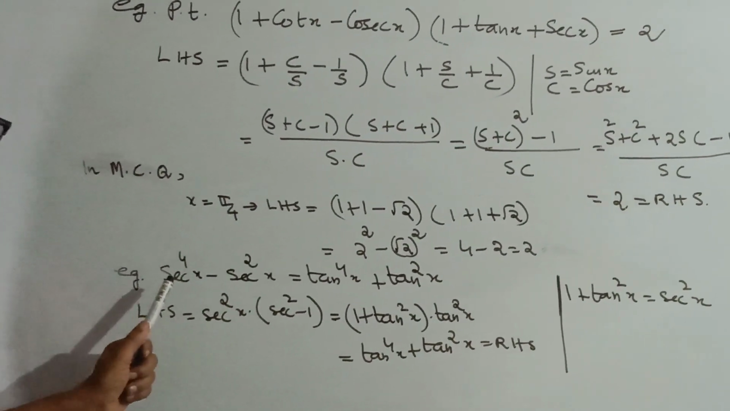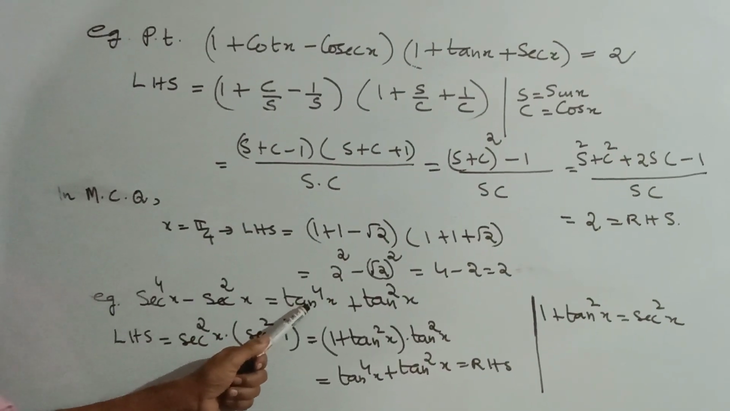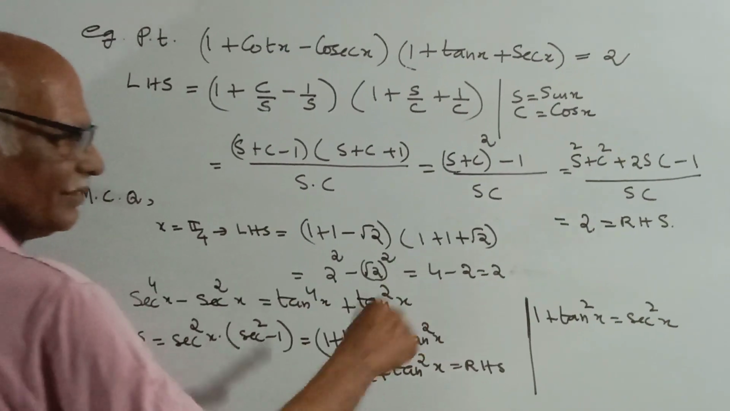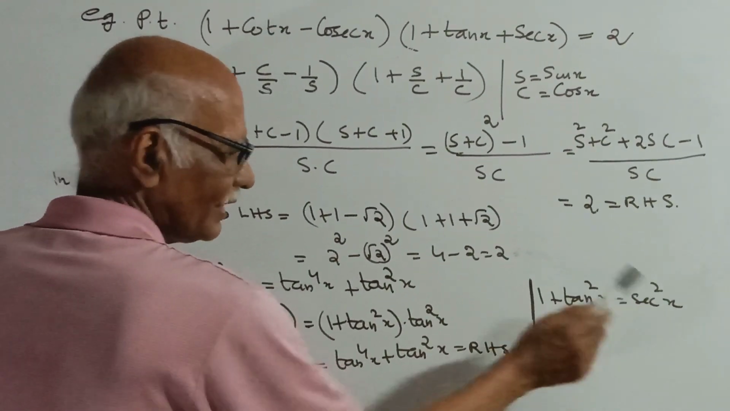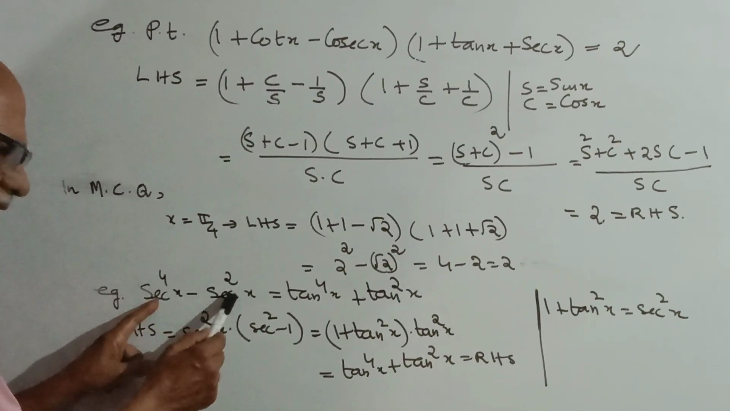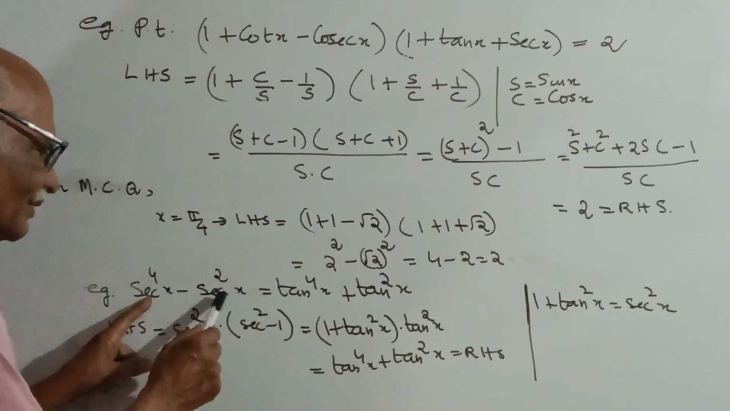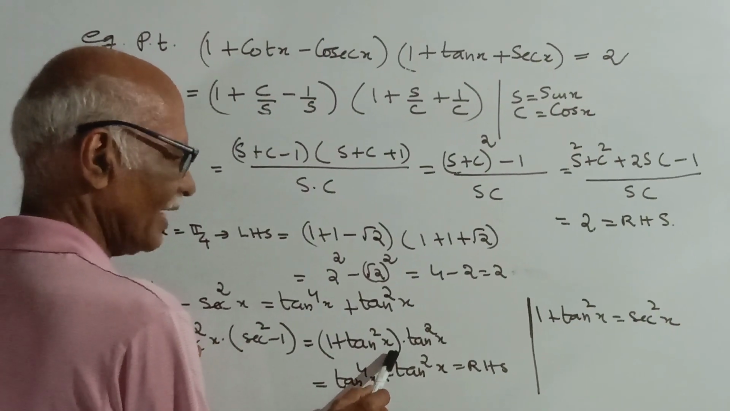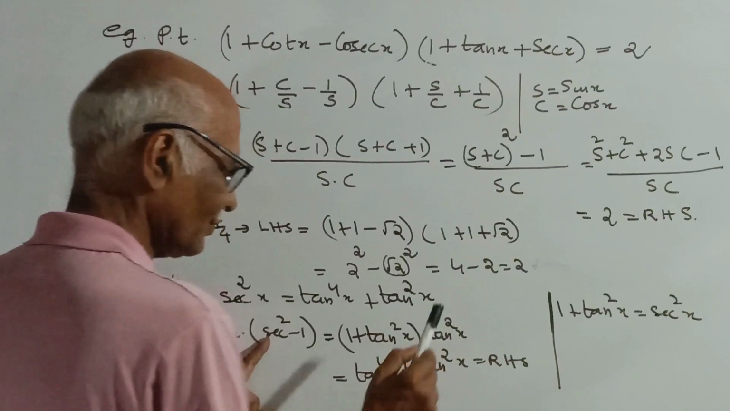Now next question, secant raised to 4x minus secant squared x is tan raised to 4x plus tan squared x. Now there is a connection between secant squared and tan squared. 1 plus tan squared x is secant squared. Now left hand side, you can take secant squared outside. If you take secant squared, it is secant squared x into (secant squared x minus 1). And you know secant squared is 1 plus tan squared. And secant squared x minus 1 is tan squared.